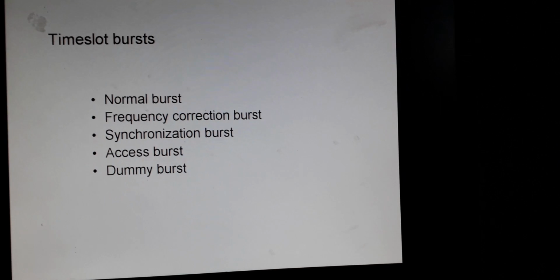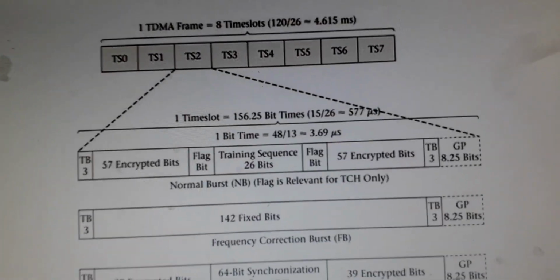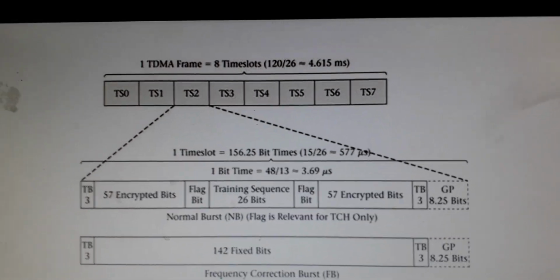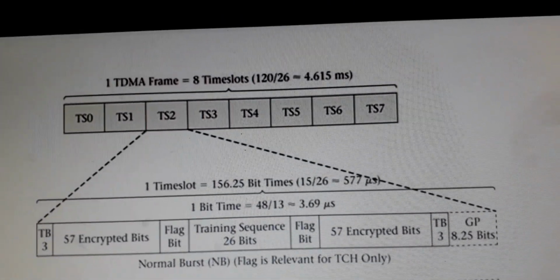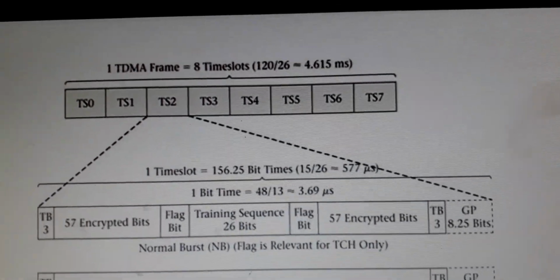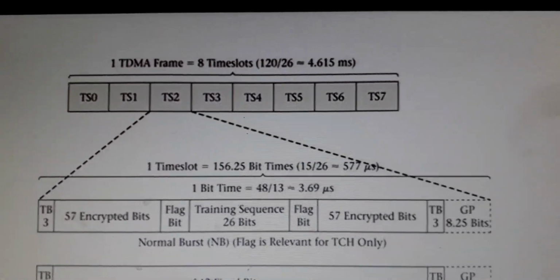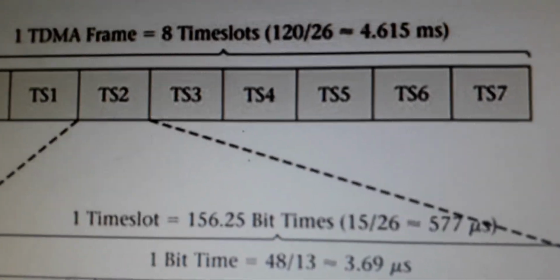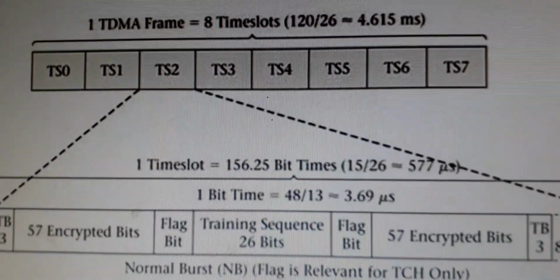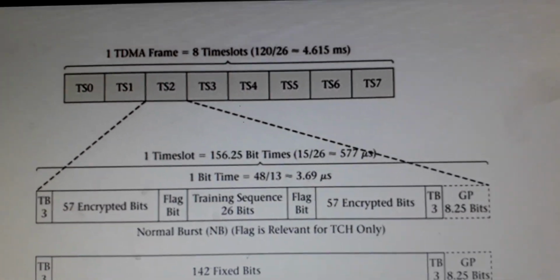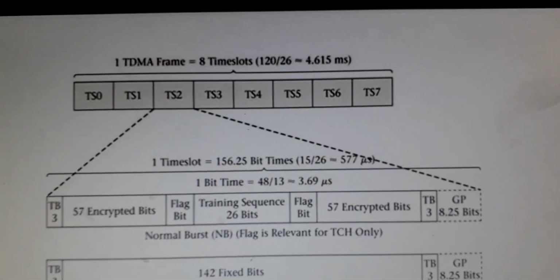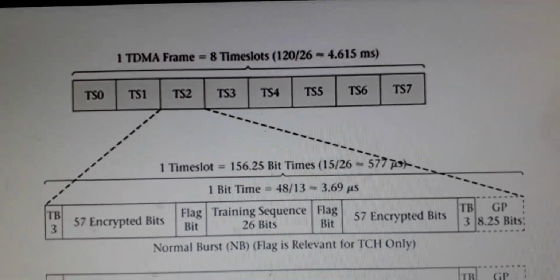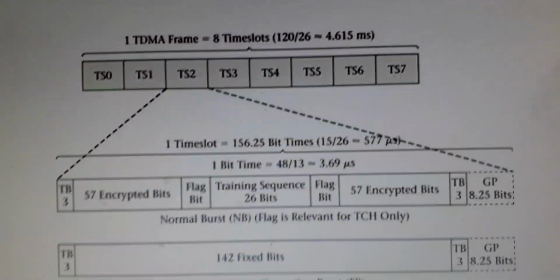Normal burst is useful to transfer the data. So here are 8 time slots. Please check the time period, 4.615 millisecond. I will focus here on TS2. A time slot may contain one burst of information. The first burst is the normal burst.